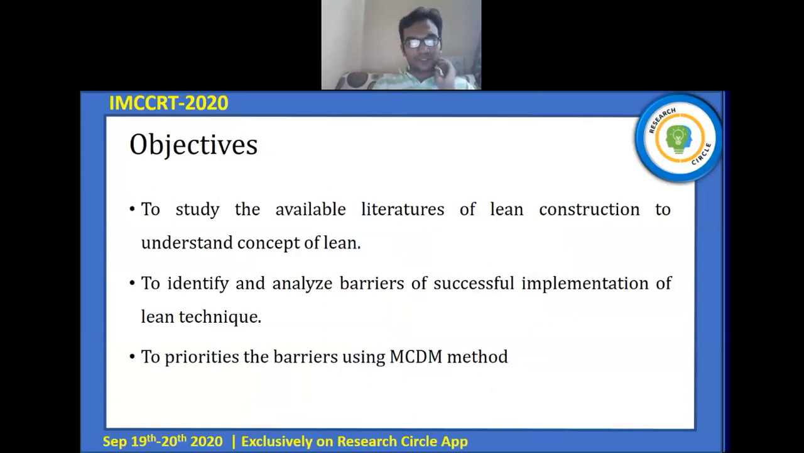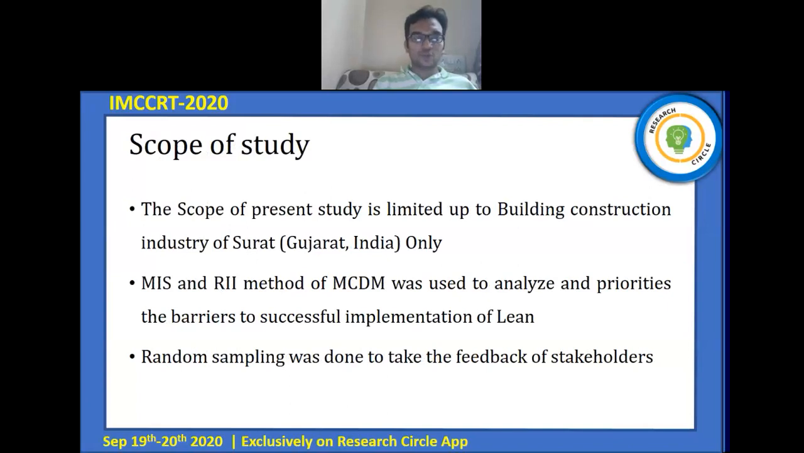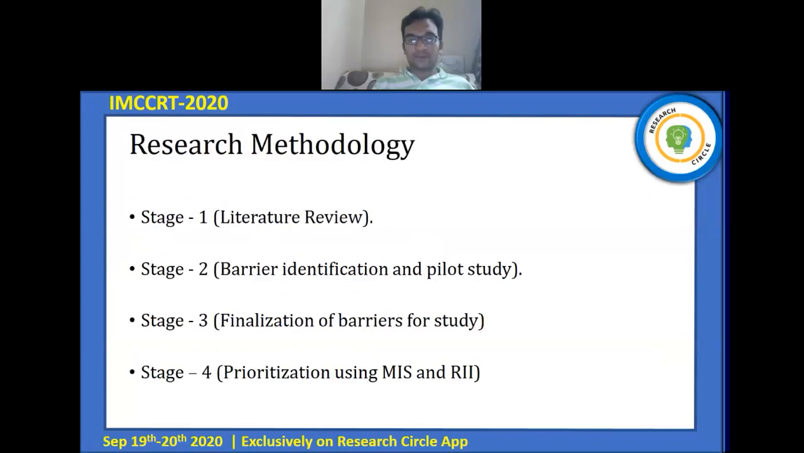Now, the objectives of this research paper are to study the available literature on lean construction to understand the concept of lean, to identify and analyze barriers to successful implementation of lean techniques, and to prioritize the barriers using multiple criteria decision making methods. Scope. The scope of the present study is limited to the building construction industry of Surat. Mean item score and relative importance index methods of MCDM were used to analyze and prioritize the barriers. Random sampling was done to take the feedback.